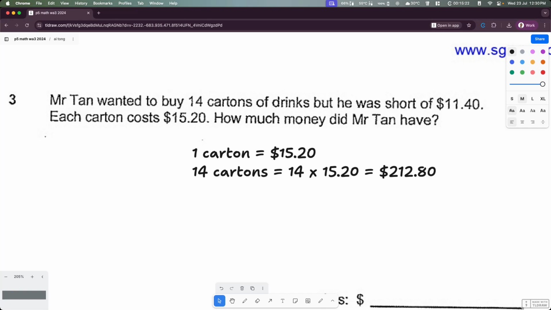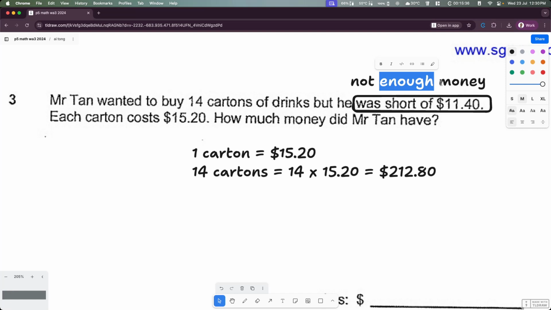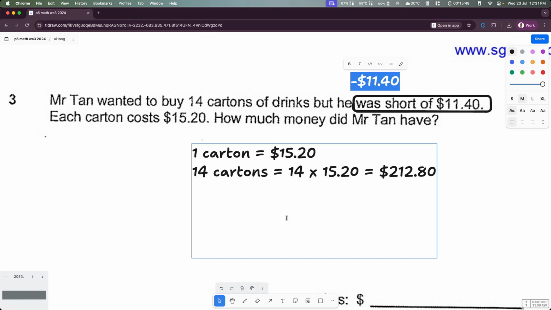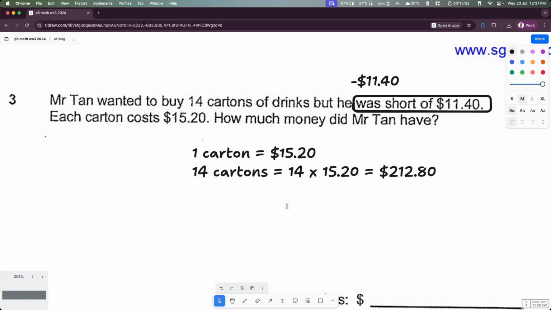gives us $212.80. The thing is that he was short. What do you mean by short in this case? He was short of $11.40. So basically he does not have enough money. Short means he didn't have enough, so minus $11.40. This means that Mr. Tan doesn't have exactly $212.80. He was short of $11.40. So how much did Mr. Tan have?